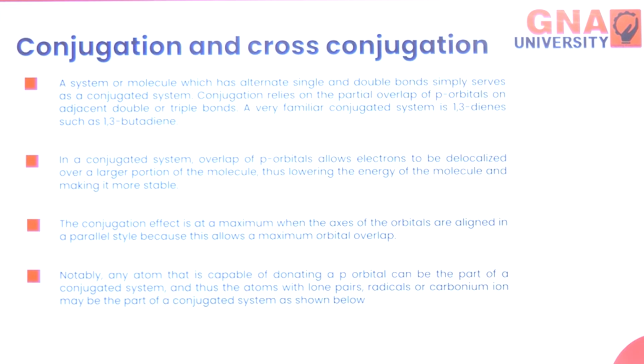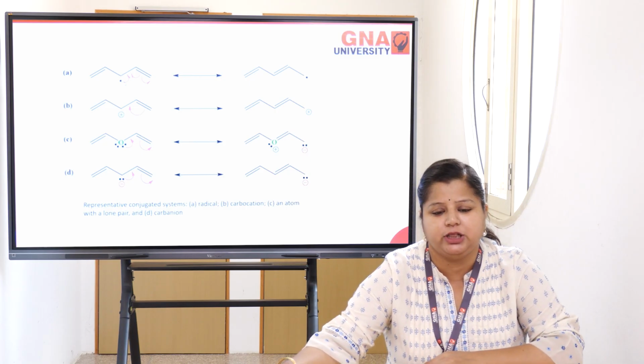The conjugation effect is at a maximum when the axes of the orbitals are aligned in a parallel style, because this allows maximum orbital overlap. Notably, an atom that is capable of donating a p orbital can be part of a conjugated system, and thus atoms with lone pairs, or containing a free radical, a positive charge, that is a carbocation, or a negative charge, can be part of a conjugated system, as represented in all these examples.